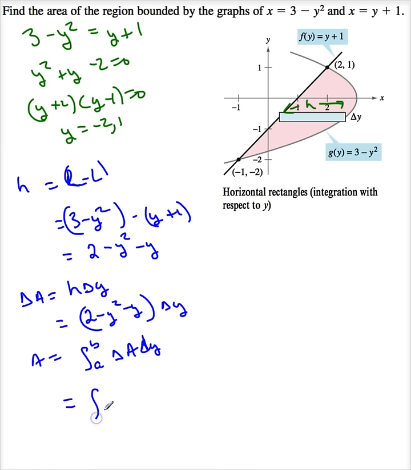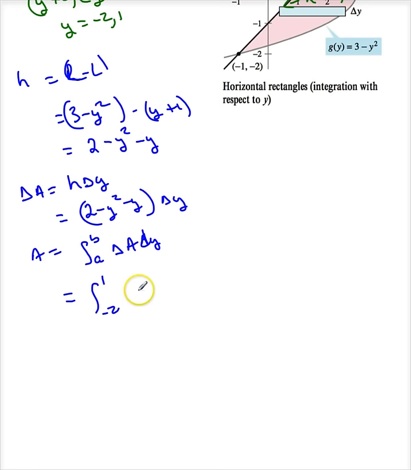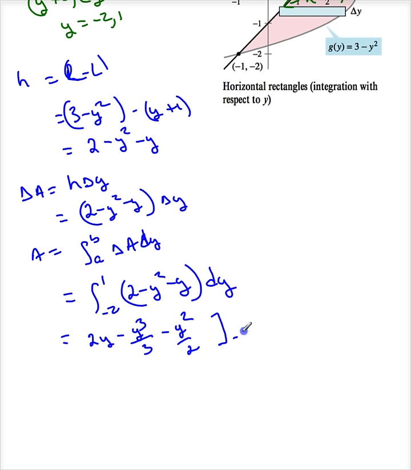So this becomes the integral from -2 to 1, let me extend my page here, of 2 minus y squared minus y dy. So now this is 2y minus y cubed over 3 minus y squared over 2, all evaluated at -2 and 1.